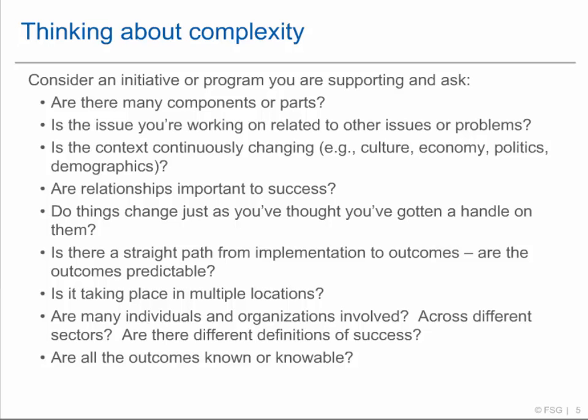Think about an initiative or program or an intervention you're working with and ask yourself, are there many components or parts? Is the issue you're working on related to other issues or problems? Is the context continuously changing, for example, the culture, economy, politics, demographics? Are relationships important to the success of your initiative? Do things change just as you thought you've gotten a handle on them? Is there a straight path from implementation to outcomes? Are the outcomes predictable? Is it taking place in multiple locations? Are many individuals and organizations involved across different sectors? Are there different definitions of what success is? Are all the outcomes known or knowable?